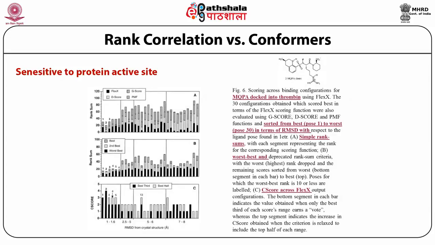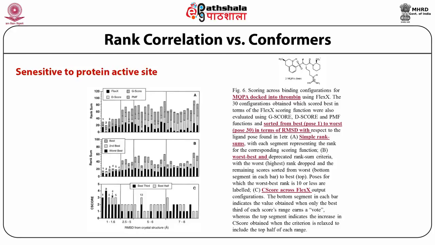So, one has plotted here with respect to one compound binding to one active site, however, with many, many conformers. So, MOPA has been docked into thrombin using FlexX, one software, one compound, one active site, but scored by very many different scores, and 30 configurations were chosen, that is, how many different poses this molecule can have has been explored here. What we notice is that the simple rank sum, which is shown first, can do the corresponding sum of scoring functions, worst and best also. However, C score does much better in the region where the RMSD with respect to the crystal structure is lower, which gives us more confidence that even if we use C score, it's still relevant to use in such cases.